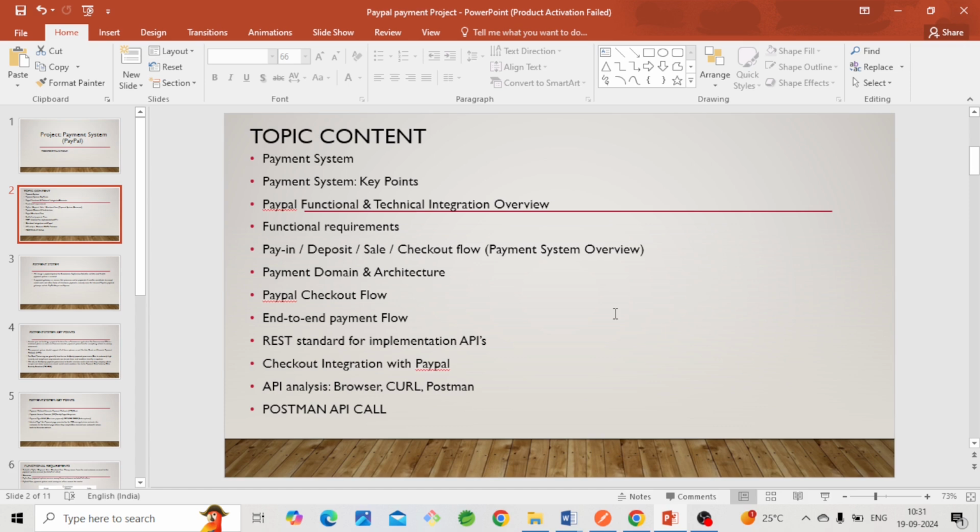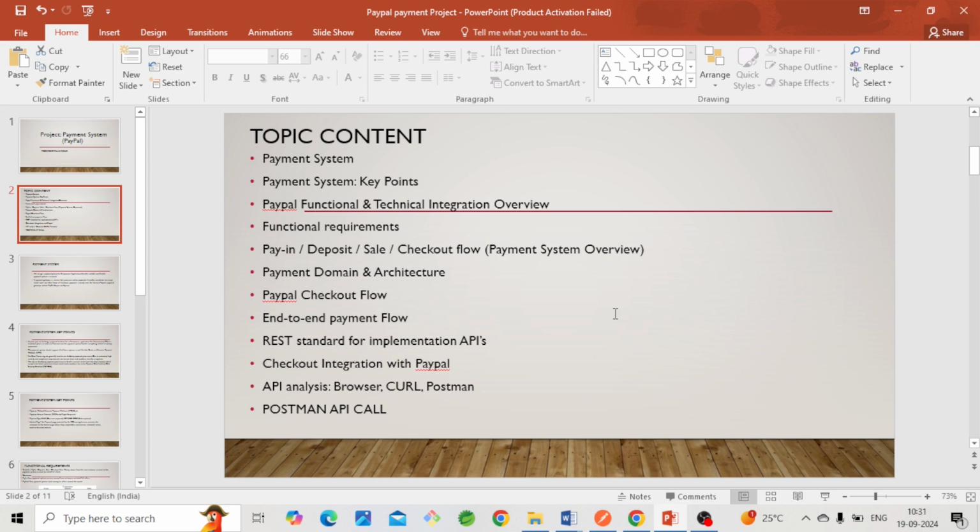Also, we will discuss pay in deposit, self checkout flow, payment system overview, the payment domain and architecture, the PayPal checkout flow, and the end-to-end payment flow. So how PayPal is working, the end-to-end flow, we will also see today. We will also discuss the REST standard for the implementation of APIs, checkout integration with PayPal, and API analysis using the browser, curl command, and the Postman tool.